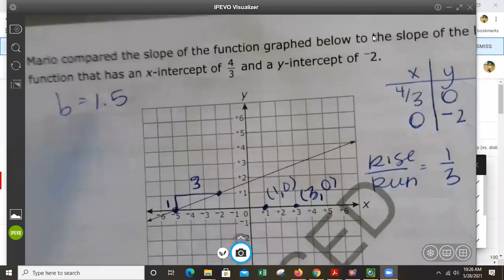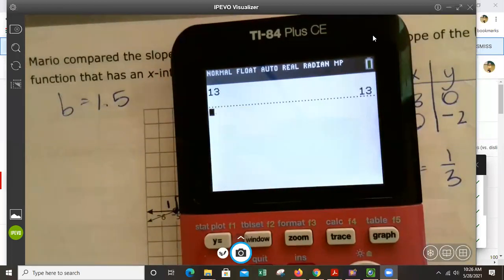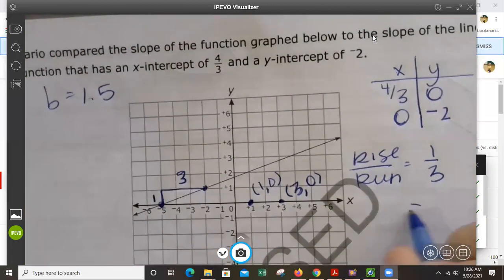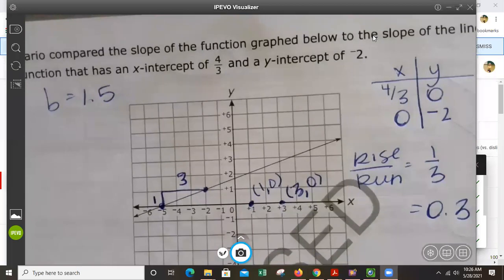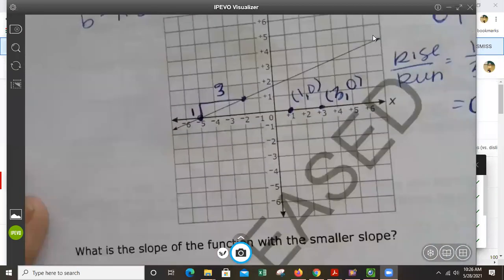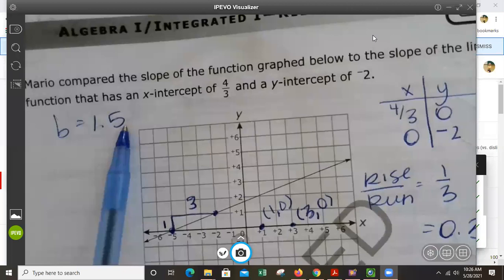1/3 or 1.5? If you're not sure about 1.5, put your 1/3 in your calculator. It's 0.3. Which number is smaller, 0.3 or 1.5? 0.3 or 1/3. They don't even have this slope as your answer. Does everybody understand that?